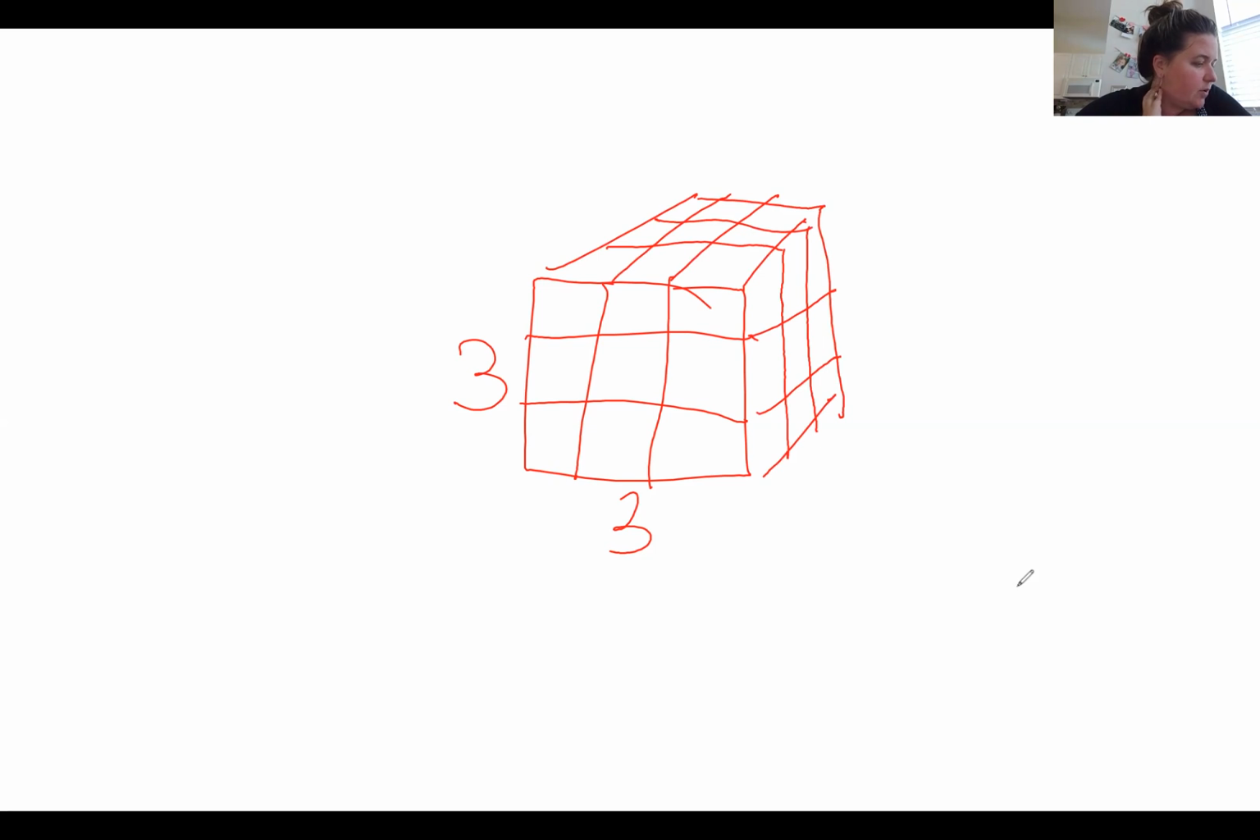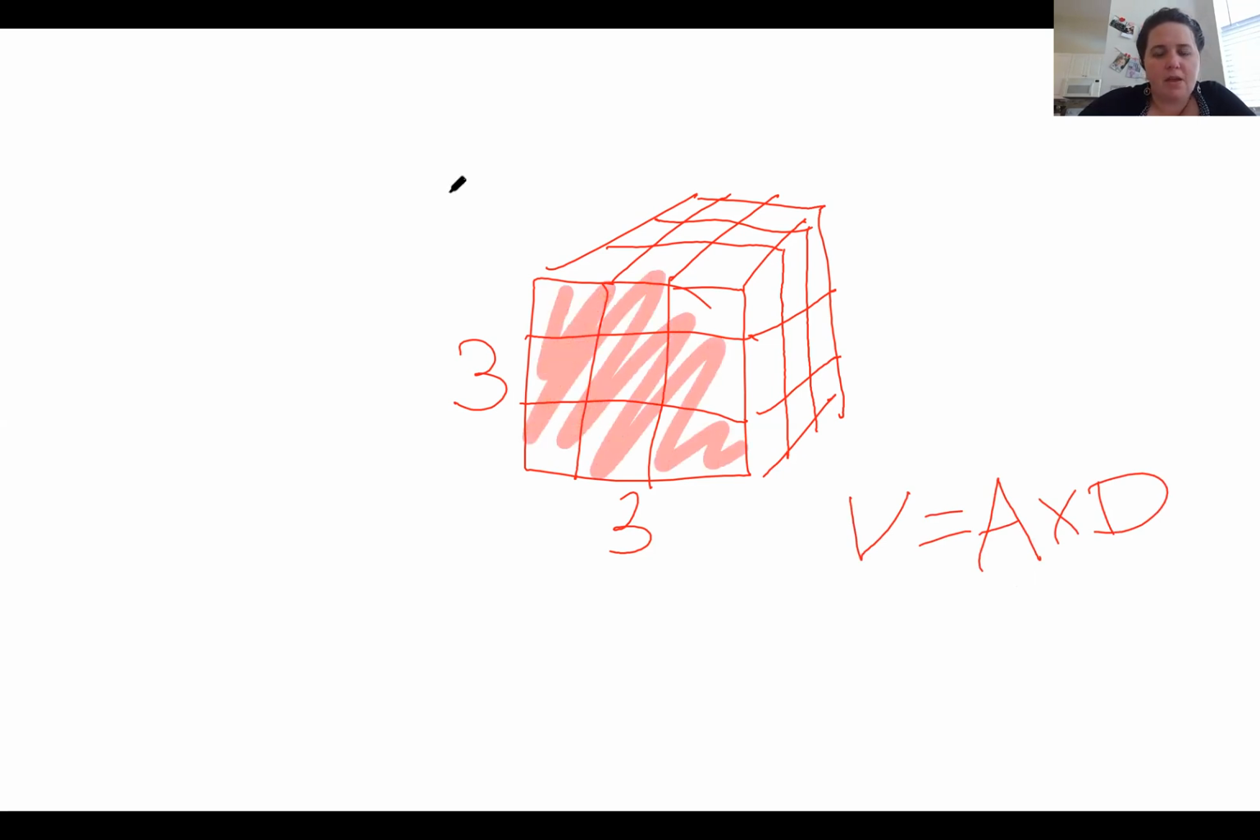So it says, what is the volume of the whole pile? Well, I know in order to find volume, I have to do the area of the face times the depth. Well, the area of my face, let me get my highlighter here. Remember, the face is the part that's staring right at me. So the area of that is 3 times 3, which is going to be 9, times the depth. What is the depth?